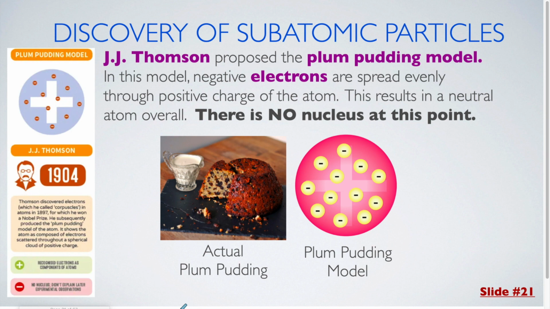So I know a lot of you are probably already familiar with other subatomic particles and the nucleus, but at this point, only the electrons had been found. So in J.J. Thomson's model, the entire atom is this big, massive positive charge spread throughout the entire thing. And we have these very small negative electrons that are spread evenly throughout it, like what you would find in plum pudding, or what might be a little bit easier for you to visualize, a chocolate chip cookie.